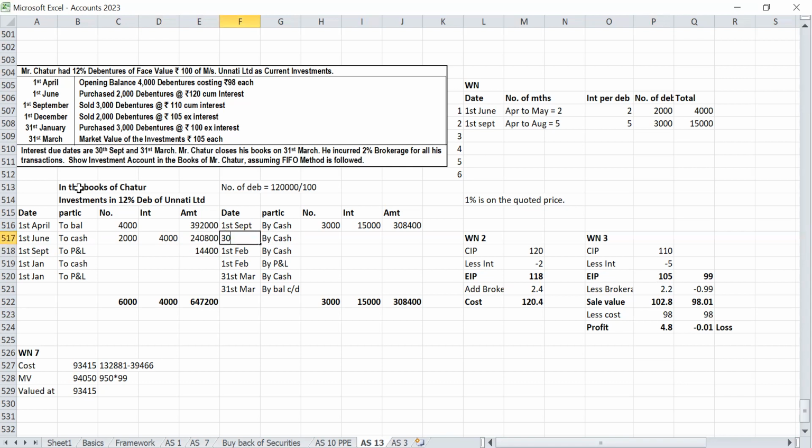Next, 30th September interest due date. September 1 month, sir. இல்ல சார், இப்ப ஆகஸ்ட் டு ஏப்ரல் டு ஆகஸ்ட் நம்ம எடுத்திருக்கோம்ல சார். அப்ப ஆகஸ்ட் டு செப்டம்பர் 1 month தானே சார் வரும்.